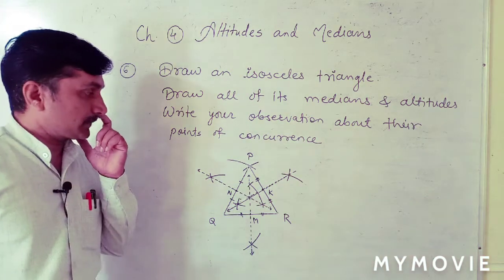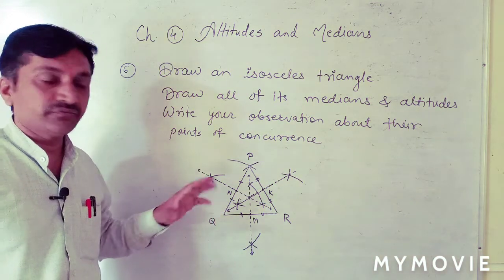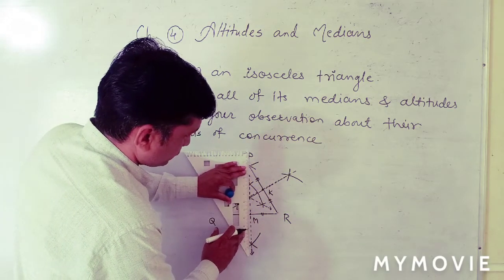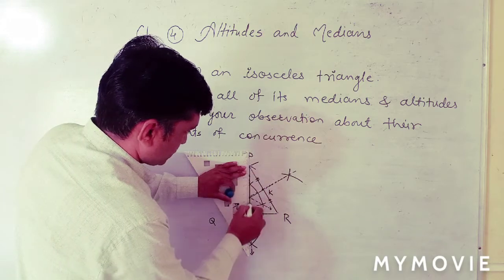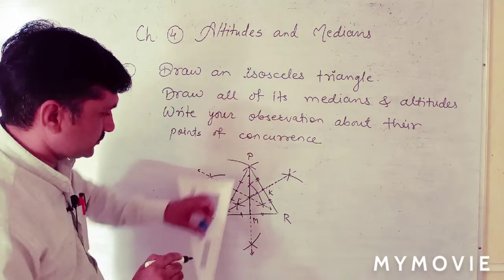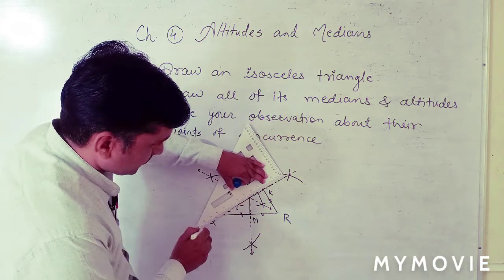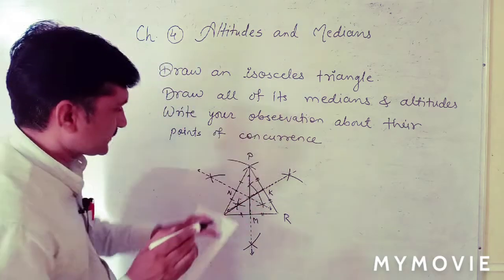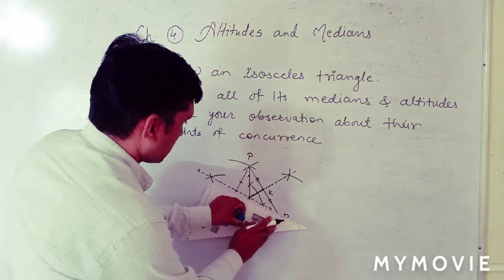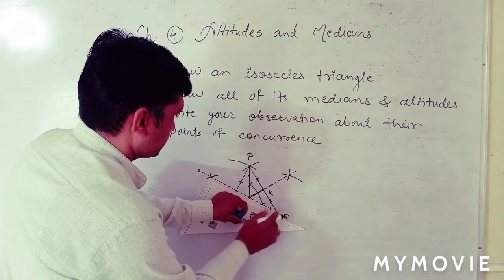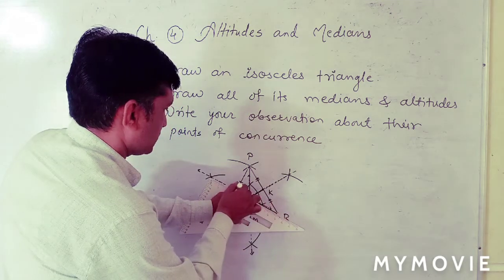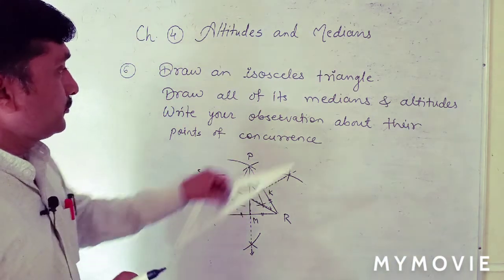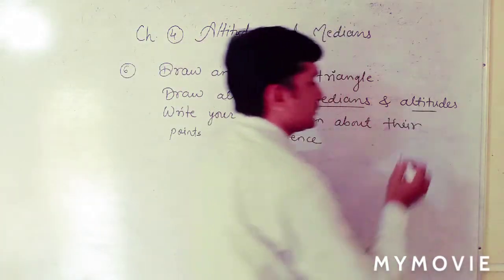Now if we join with vertices, the opposite vertex, then we get a median. Now let's join PM. Join it. One median. Second, QK. QK is here, second median. Third, RN. See, these are three medians. Medians we have drawn.